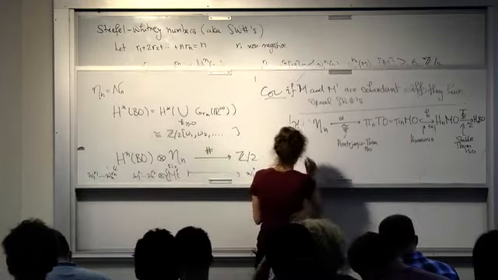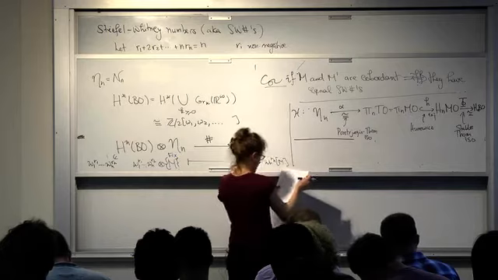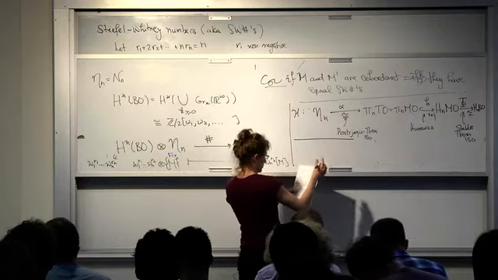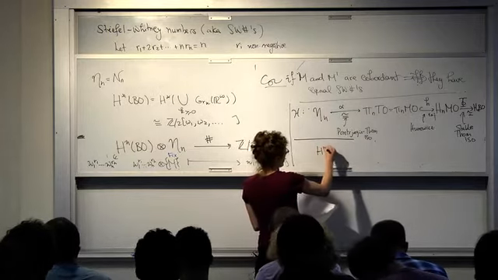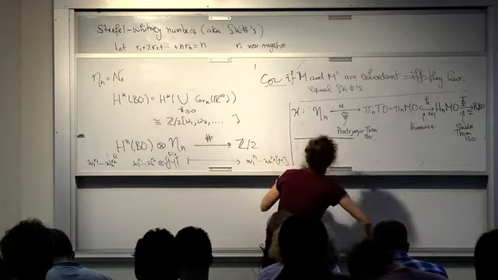And now the claim that I will not check for you is that if you look at H star of BO, I'm going to give myself more space.